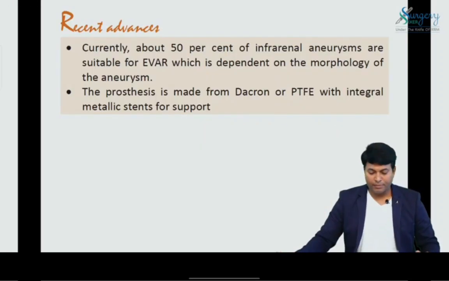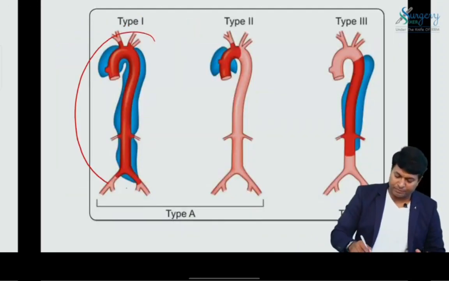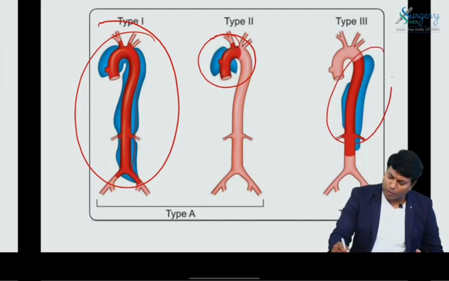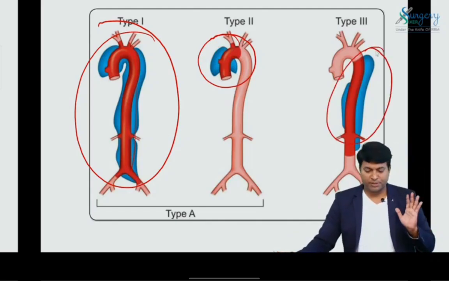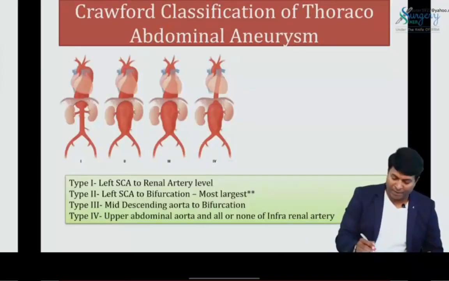Endovascular aneurysm repair. Don't forget DeBakey, ascending, descending. Ascending alone is 2, descending alone is 3. Stanford A stands for ascending aneurysms. Okay, this is Crawford, I told you, which is the biggest one. B is the biggest one.